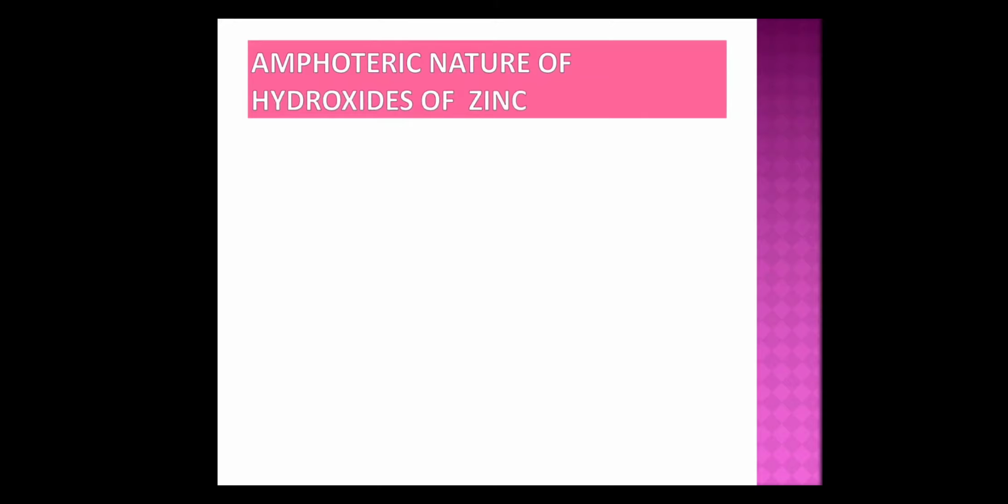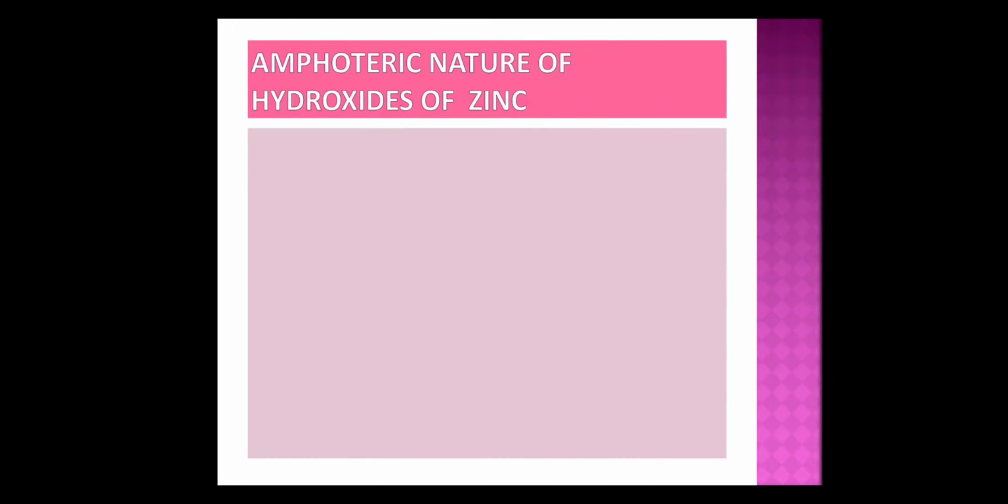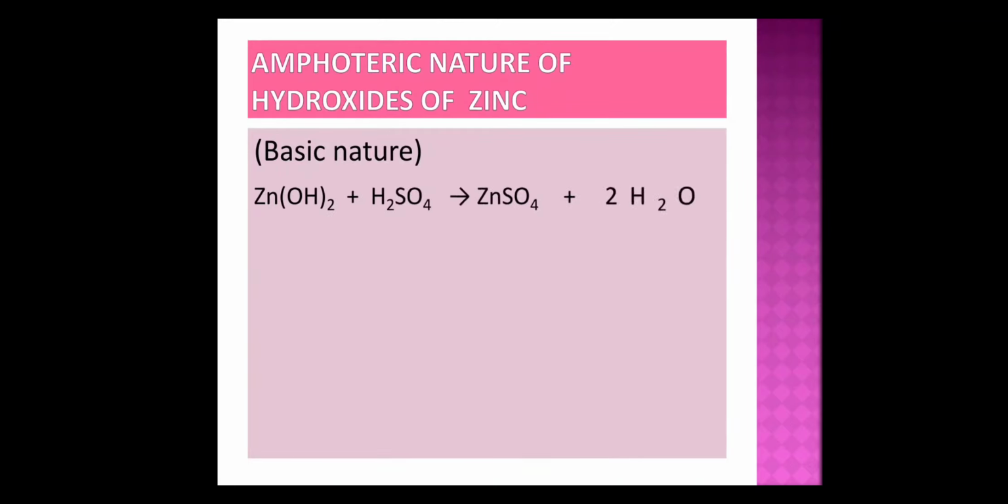Now, since we have seen oxides, let us go to hydroxides. Let's check out the hydroxides of all these three elements. So first, starting with hydroxide of zinc. So we'll see the basic nature of the hydroxide of zinc. Just like the oxide of zinc, the hydroxide of zinc also reacts with the acid to give salt and water. So in this case, zinc hydroxide reacts with sulfuric acid to give us zinc sulfate and water.